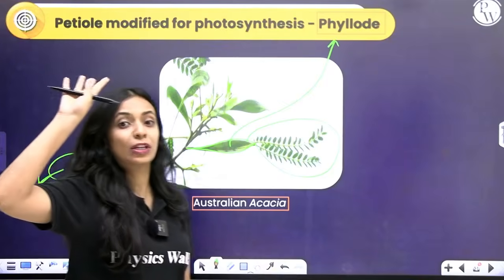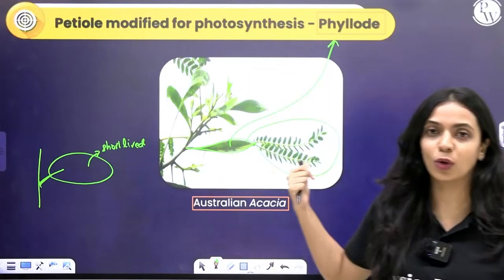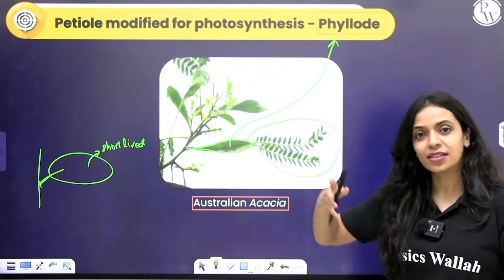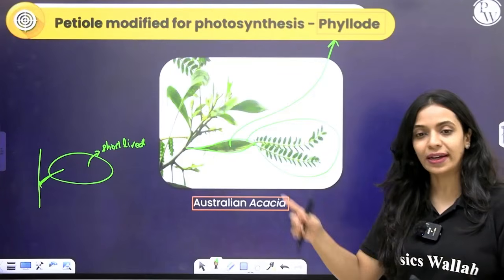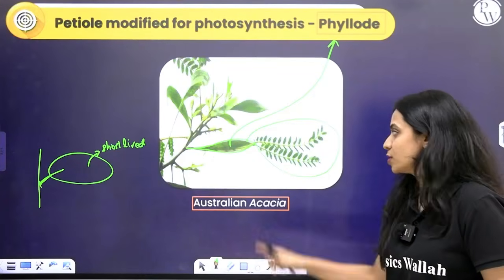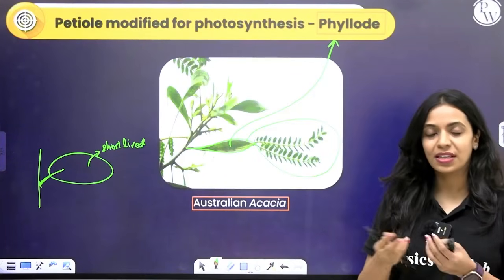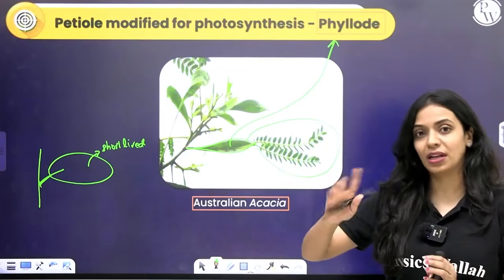Over there we saw phyllotaxy, here we saw phyllode. In cactus, the stem modification is called phylloclade, here we call it the phyllode. Okay. So over here what is happening? The petiole itself is expanding and taking up the function of the lamina.